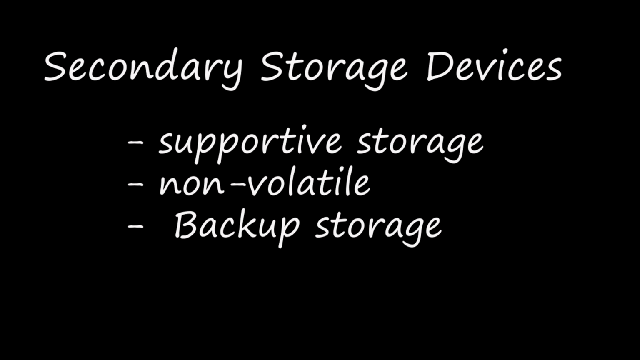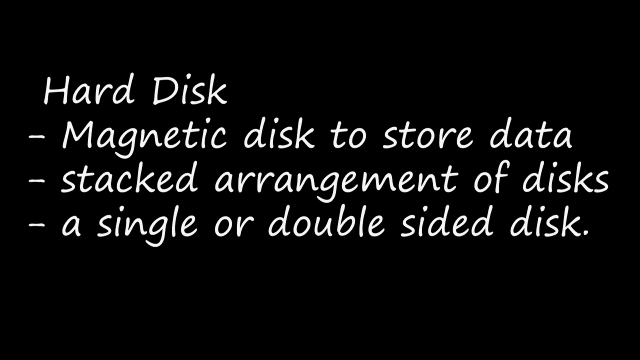Okay, in the secondary storage devices, the first one is the hard disk. Hard disk, you all would have seen, is a magnetic disk which can store some data. In this hard disk, there will be a stack-like arrangement of disks, and a pair of heads for each of the disks. One pair of heads will be there. This hard disk will come either as a single sided or double sided disk.